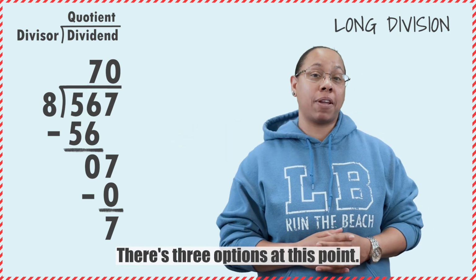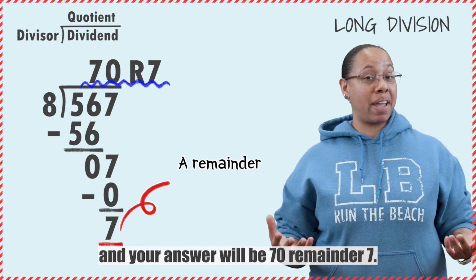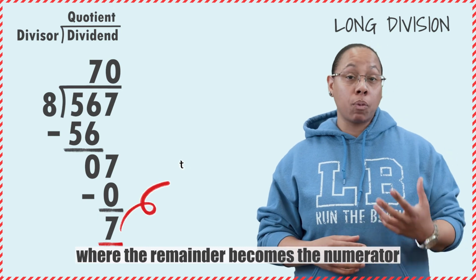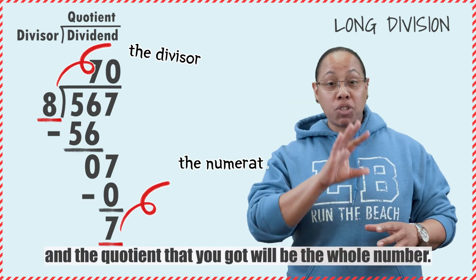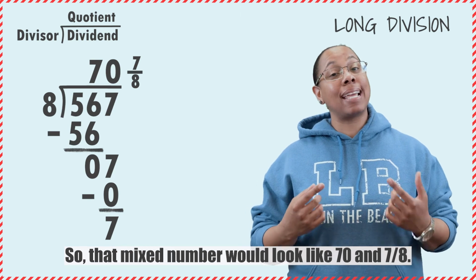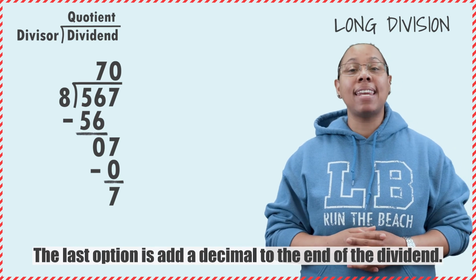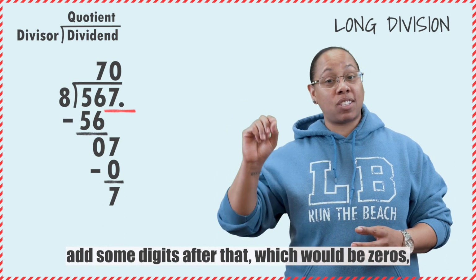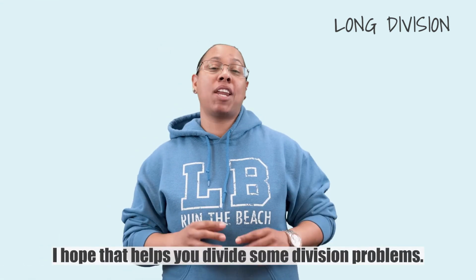There's 3 options at this point. You can write that 7 simply as a remainder, and your answer will be 70, remainder 7. You could write that remainder as a fraction, where the remainder becomes the numerator, the denominator will be your divisor, and the quotient that you got will be the whole number. So that mixed number would look like 70 and 7/8. The last option is you can add a decimal to the end of the dividend. So we can put a decimal after 567, add some digits after that, which would be zeros, and continue our division process.